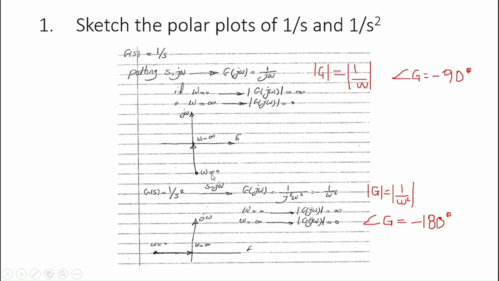So you'll be going from frequency equal to 0 to frequency equal to infinity, so the direction of the arrowhead will be pointing towards the center of origin, right? So you'll be getting a polar plot of something like this.